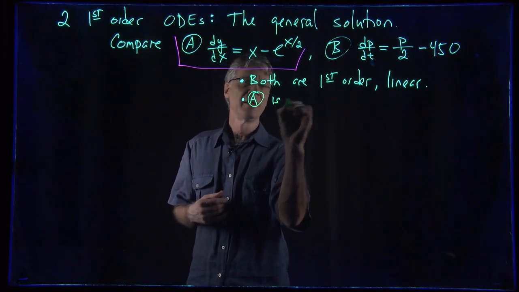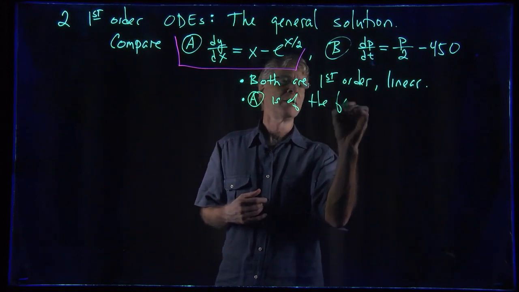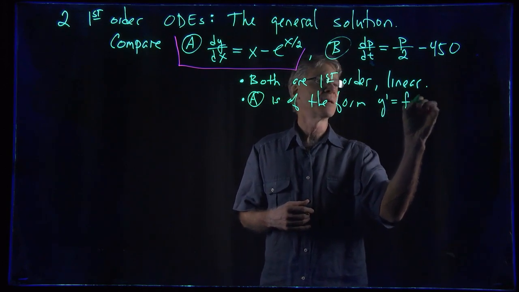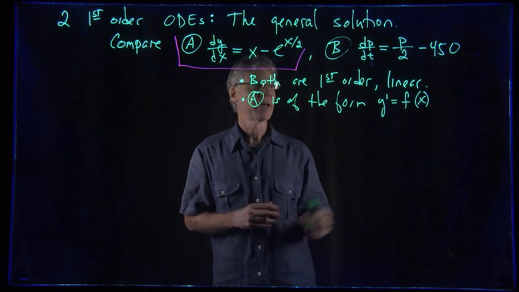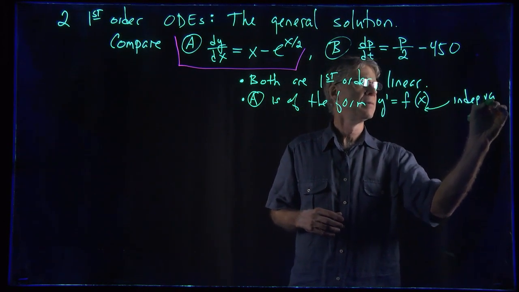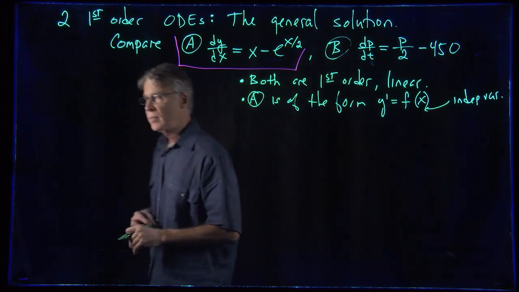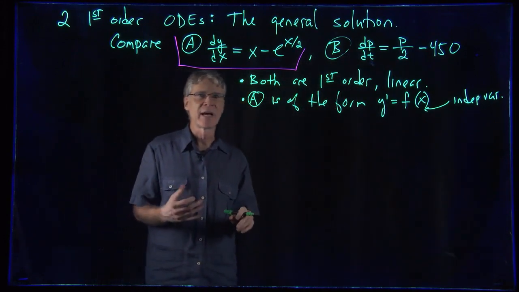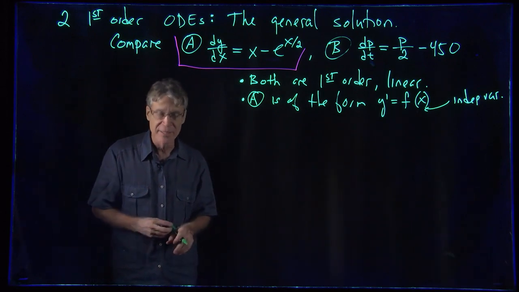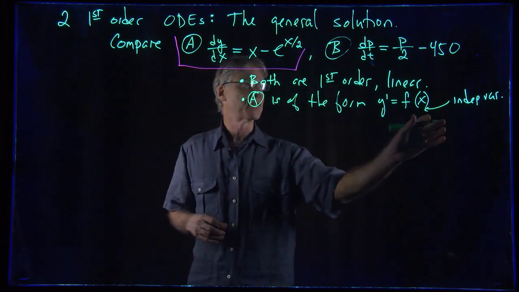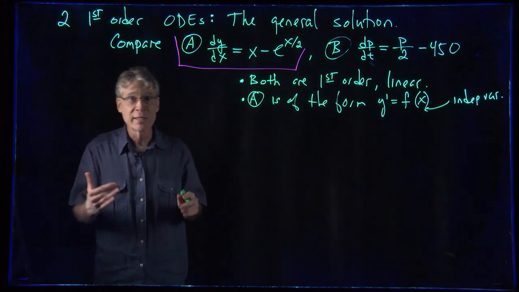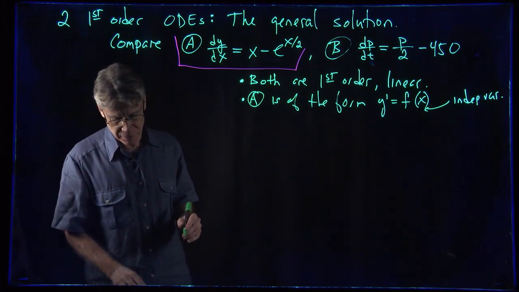The first one has a particular form to it: y prime equals some function of just x, and x is the independent variable. That gives us an insight as to how we might solve this differential equation. The fact that the right-hand side does not include y actually works in our favor. This becomes really just a calculus problem.